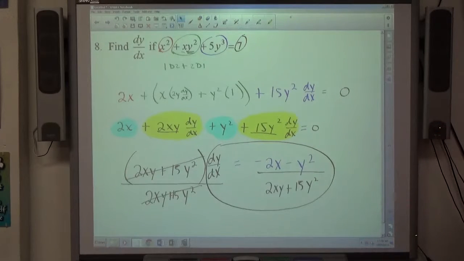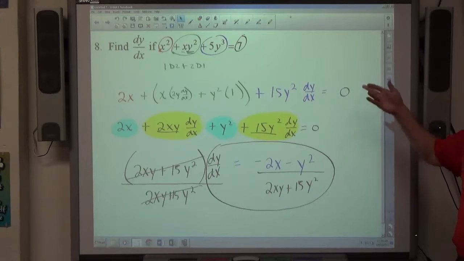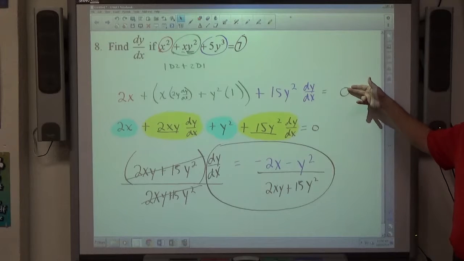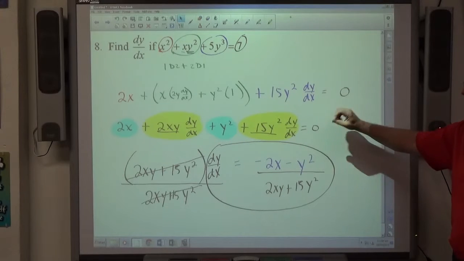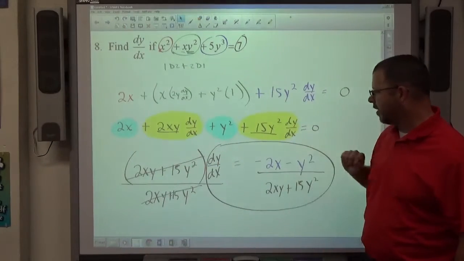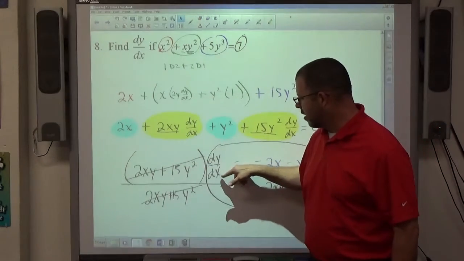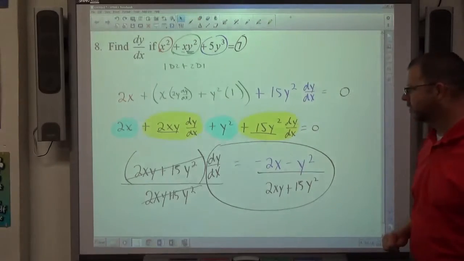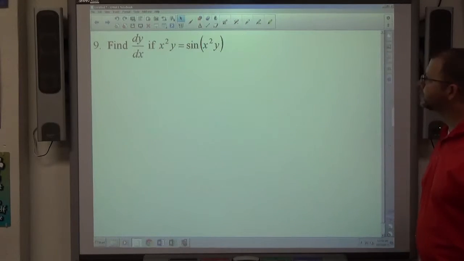Okay, you should expect on the test number 8 to be an implicit differentiation problem. Power rule and product rule of differentiation will show up. And again, from this point forward, it's just a matter of doing good algebra. Simplify really nicely, group together things that have what you care about and things that don't, factor out what you care about, and divide by its coefficient.